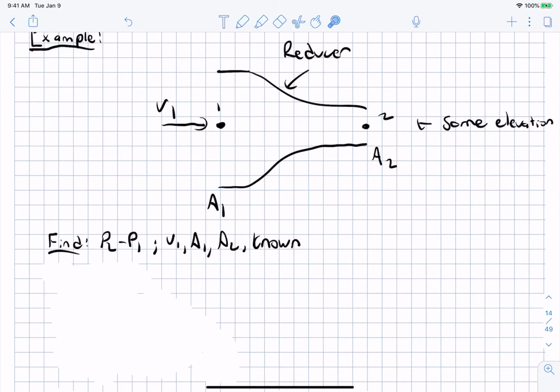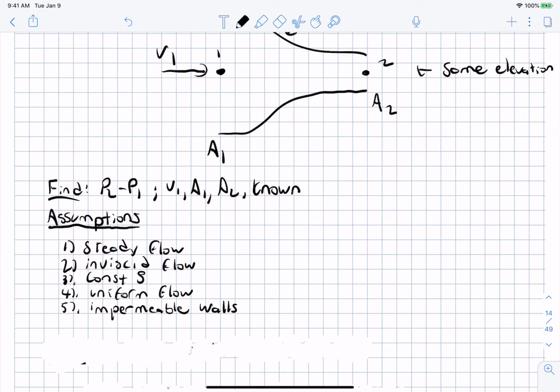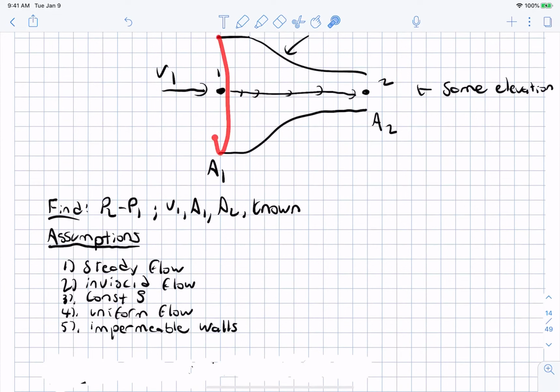is the pressure difference between this point and this point if this velocity and these two areas are known. So, as always, we write our assumptions. And the assumptions are, 1, we'll assume steady flow, we'll assume inviscid flow, and we'll assume constant density. And with those assumptions, we can easily consider a streamline between point 1 and point 2. This means these three with this streamline means that we can use Bernoulli. And also we will assume that the flow is uniform on these two areas, and we'll assume that the walls are impermeable.